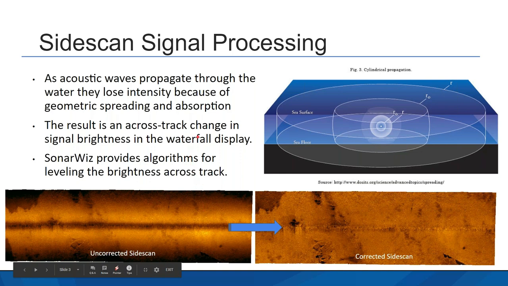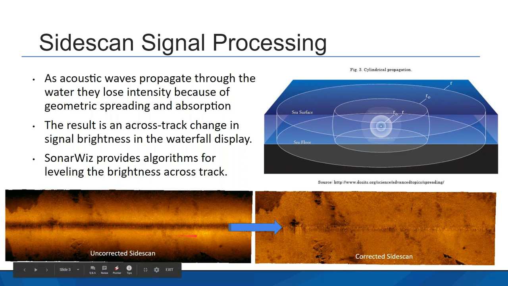So to start with, Sidescan signal processing is all about compensating for the acoustic waves as they propagate through the water. They are spreading out and the energy is being absorbed. So whatever energy is being put into the water by your transducers is spreading out. Initially, it's spherical as it comes away from the transducer. And then when it hits the sea surface or the sea floor, it starts to spread spherically, as shown in this diagram here.